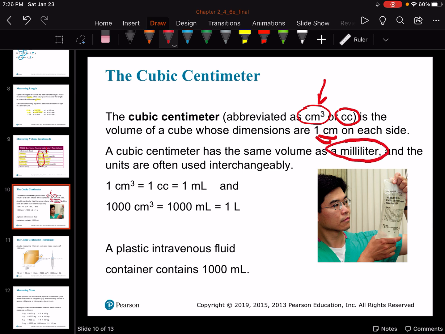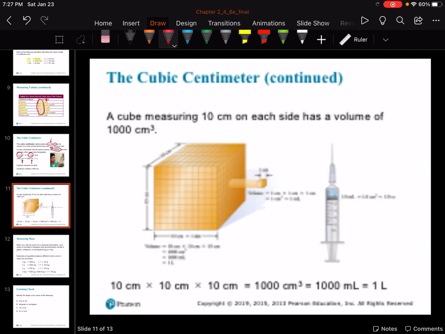And this is something I think you'll get used to. When you see a cubic centimeter, you know it's the same thing as a mil. Right? So sometimes when I'm talking in class, I'll read that and I'll write milliliter because it's the same thing. I'm so used to it. So I want to tell you now that a cubic centimeter and a milliliter are the same thing, and hopefully that'll be something that's super easy for you later.